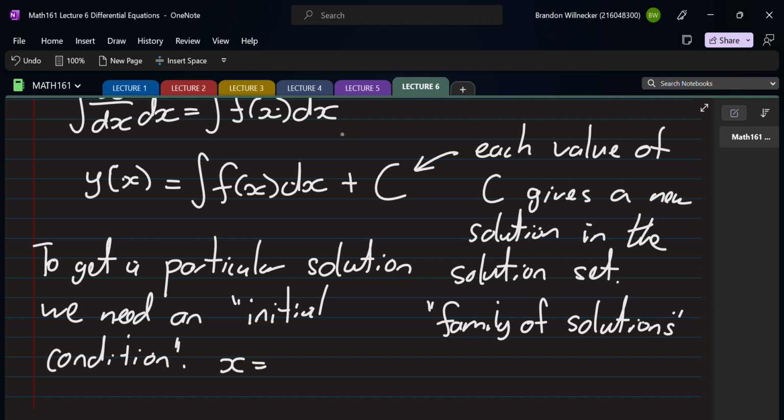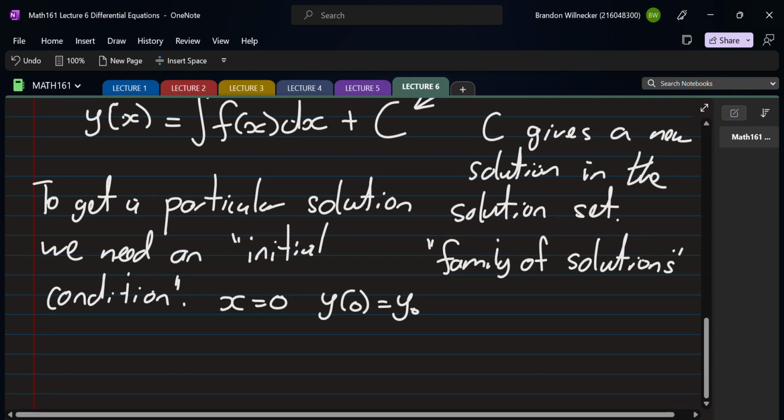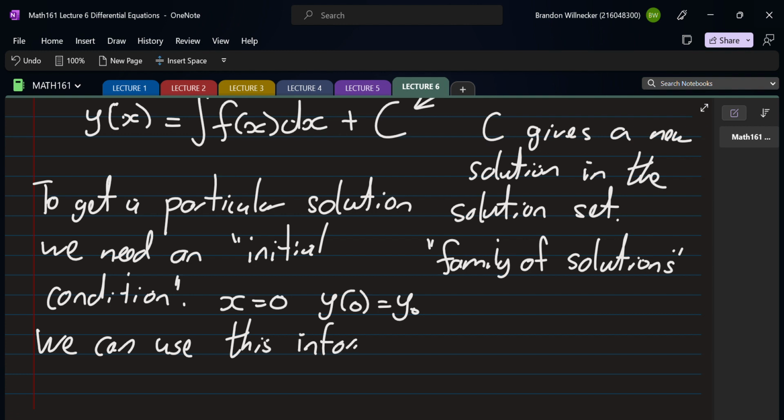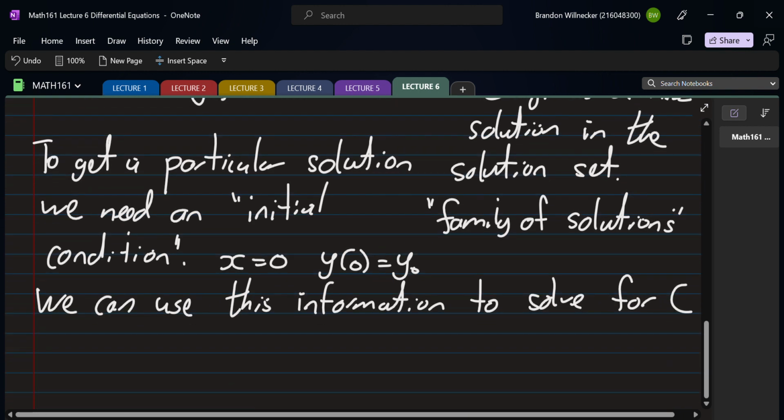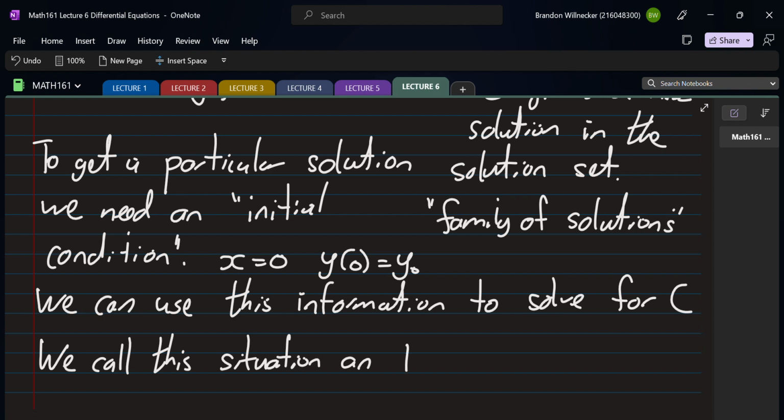So at x is equal to 0, y0 is equal to y0. We can use this bit of information to substitute it into the solution and allow us to solve for c. And then this problem of finding y becomes what is called an initial value problem. So we call this situation an initial value problem.